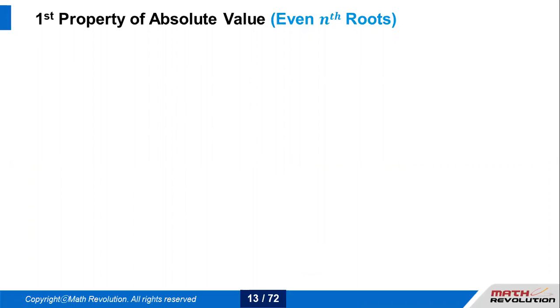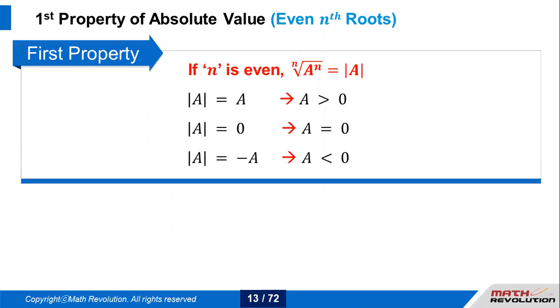So the first property of absolute value, this is what we have learned. If n is even, we get it as mod a. Mod a would be a if a is greater than 0. Mod a would be 0 if a equals 0. Mod of a would be equal to negative a if a is less than 0.